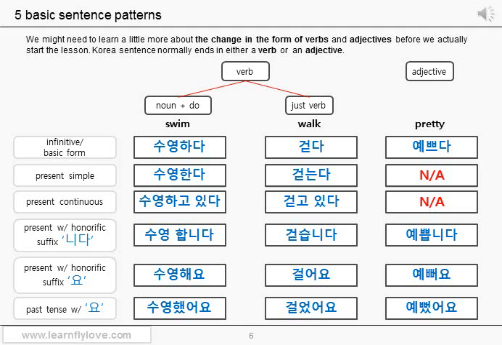This page is added to briefly show you how verbs and adjectives change according to the tense and the honorific suffix before we start the actual lesson. But you don't have to memorize anything from this page. What we want you to feel in this page, at least, is there are unchanged part of a verb or an adjective and changed part of a verb or an adjective.